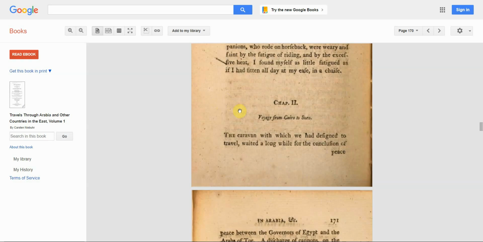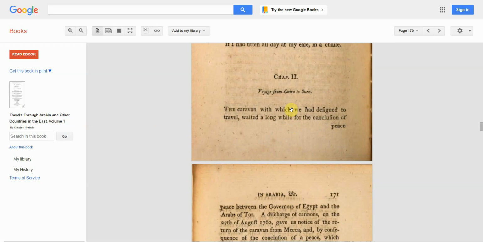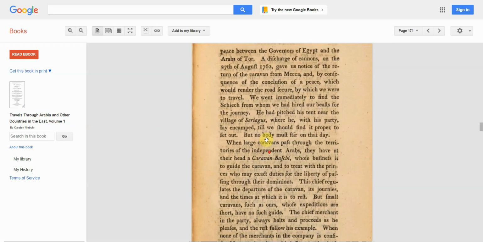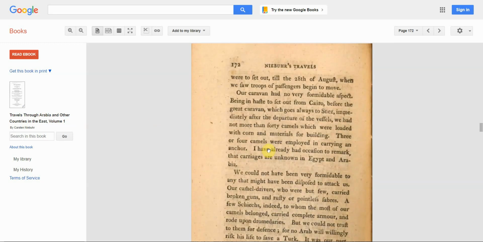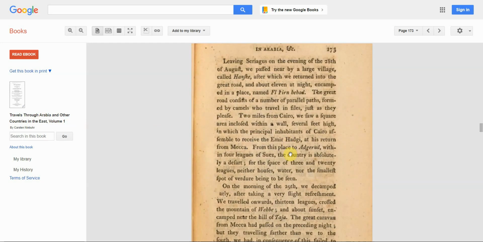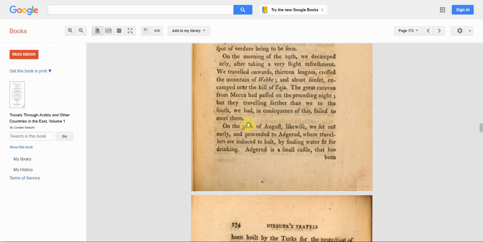Okay, so now I have opened up Carsten Niebuhr's book that he wrote after his expedition. It's called Travels Through Arabia and Other Countries in the East, Volume 1. I'll leave the link to it in the video description so that you can see. And again, I want to focus on that part of the voyage from Cairo to Suez. So here he says, Chapter 2, Voyage from Cairo to Suez. I'm not going to read this whole thing, but I want to tell you that he leaves Cairo on the 28th, right here, and he finishes the journey on the 30th of August. So that's the 28th to the 30th.